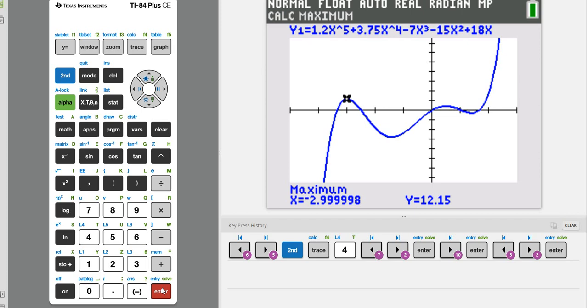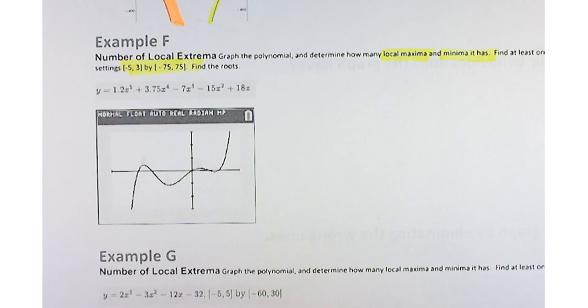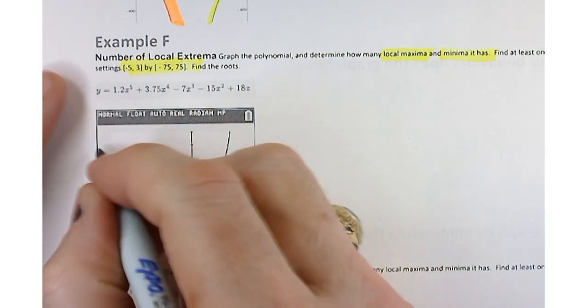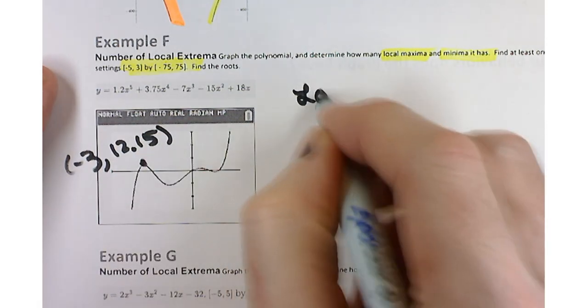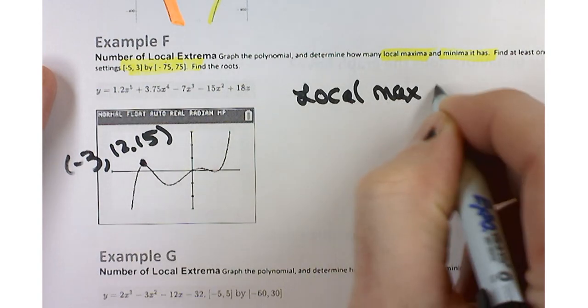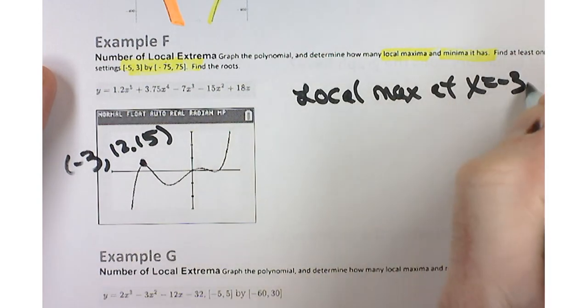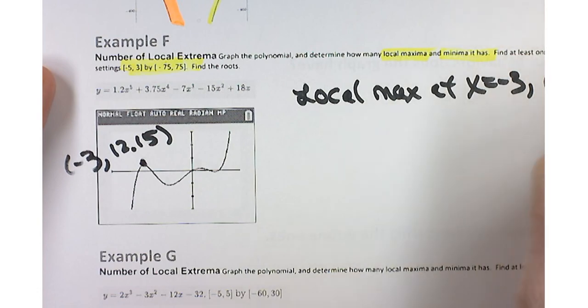Now, on the test, I could ask you for a couple things. I could ask you for where the maximum is, which would be either the x-coordinate or both of them, or what the maximum is. What the maximum is would be your y-coordinate. So let's just list both of them down. I'll probably also ask you to round it to the nearest thousandth place or something like that. So this point is really going to be negative 3 and 12.15. That's your local max. Max at x equals negative 3, y equals 12.15.